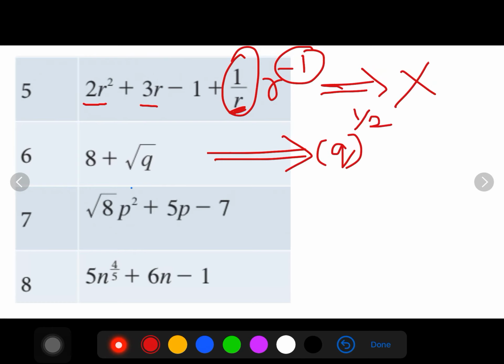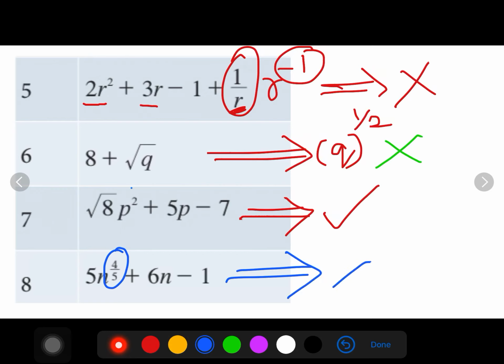Now look at here: 8p square plus 5p minus 7. Now this is obviously a polynomial. Next, 5n power 4 by 5 plus 6n minus 1. Now look at the power here, it's a fraction again, therefore it is not a polynomial. So the power of a variable shouldn't be a fraction, and as well it shouldn't be a negative number.